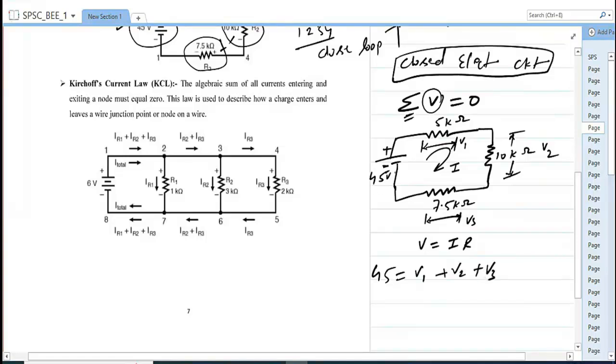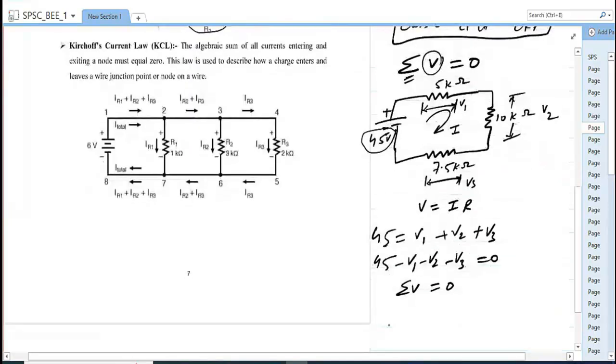KVL is saying that this 45 should be equal to V1 plus V2 plus V3. Means whatever voltage you are supplying to this network, all the voltage is dissipated or drops in these three resistors. If there is a balance, KVL is satisfied. If there is no balance, means they are not equal to each other, KVL is not satisfied. Otherwise you can say 45 minus V1 minus V2 minus V3 is equal to 0, or the sum of all the voltages is equal to 0.